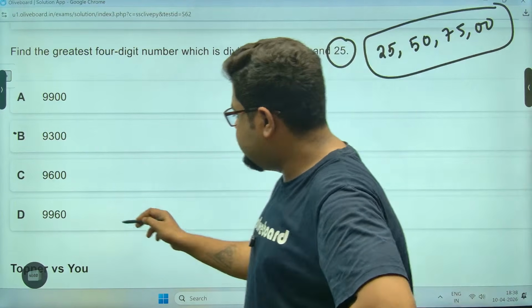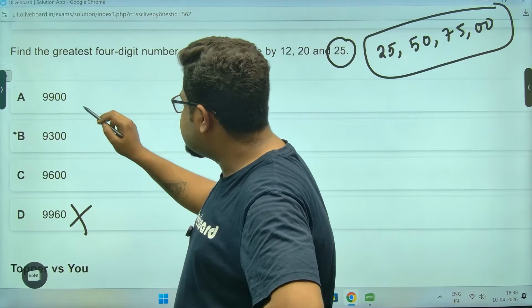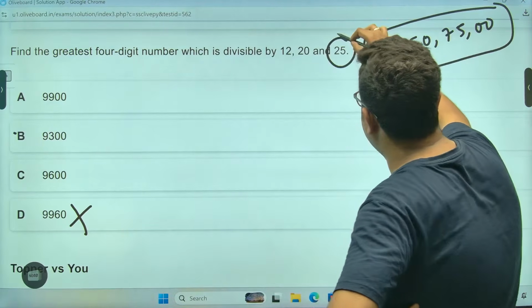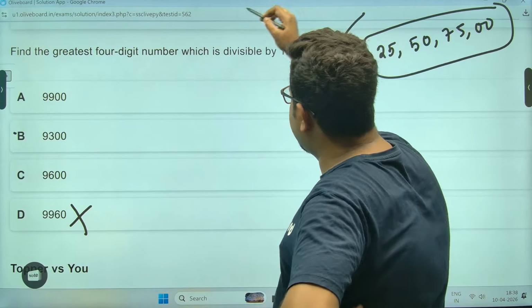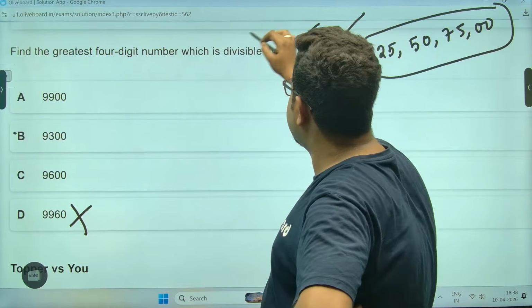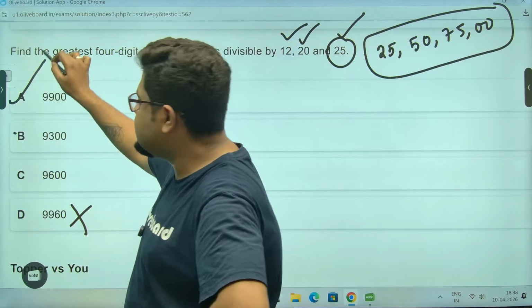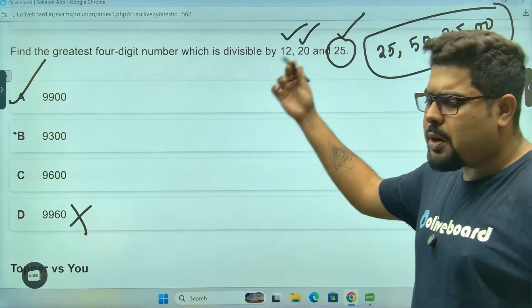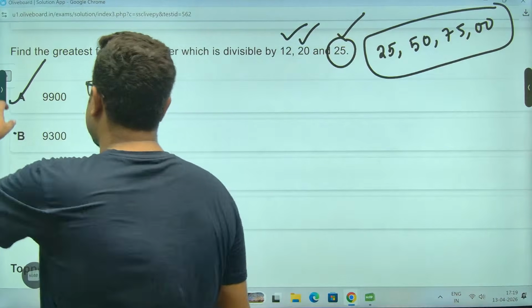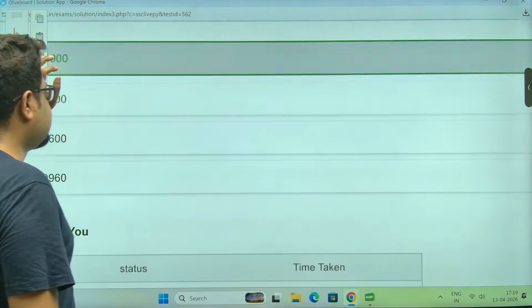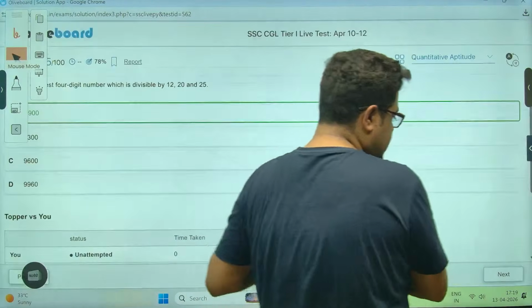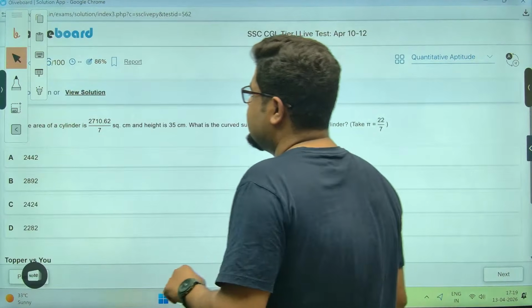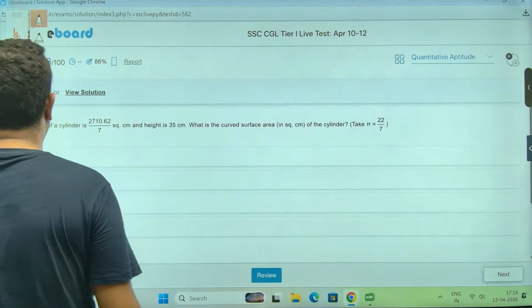Meaning this is not. Second largest option is this. It is divisible by 25. Is it divisible by 20? Yes, sir. Is it divisible by 12? Yes, sir. Sir, this is my answer. Just go by options in these situations. That's the best way. Done, sir. Moving on, sir.